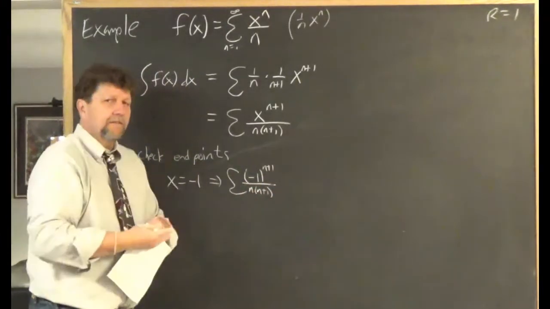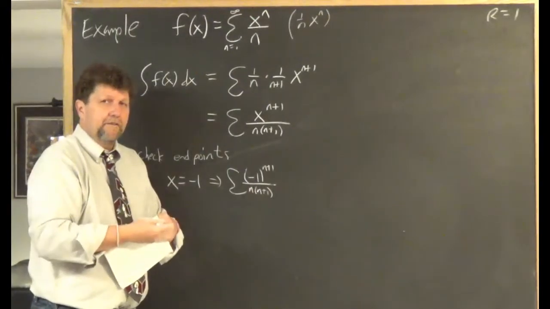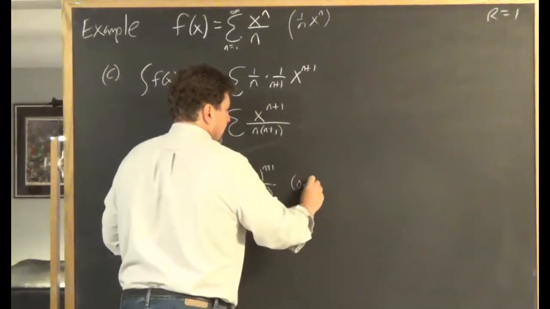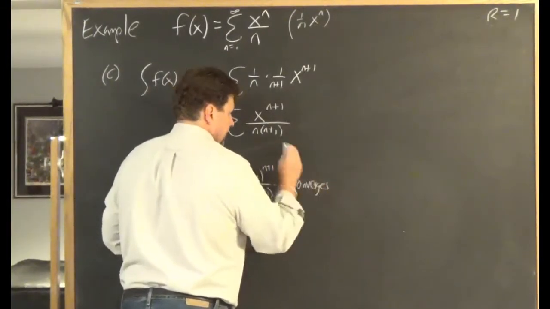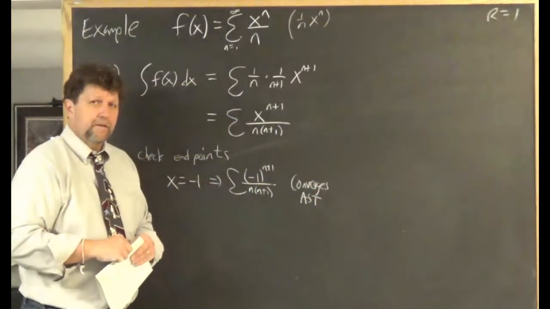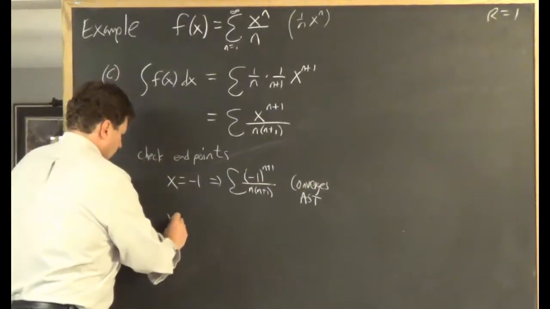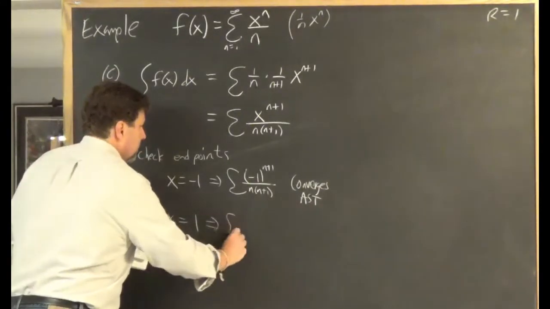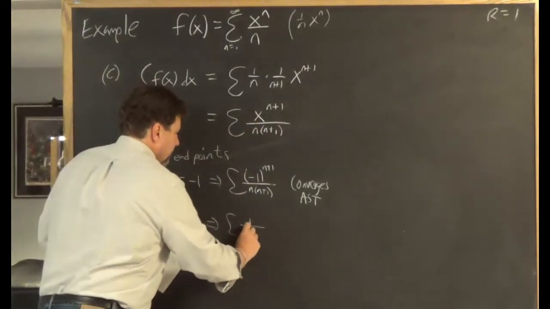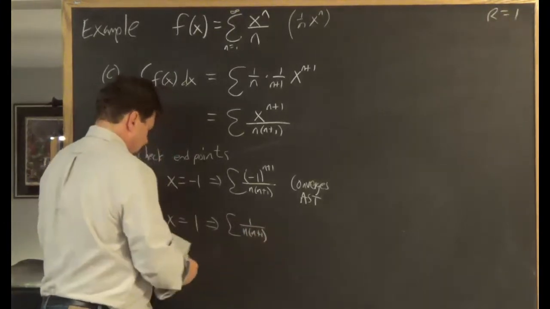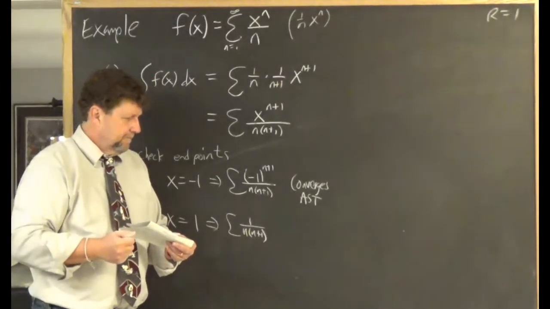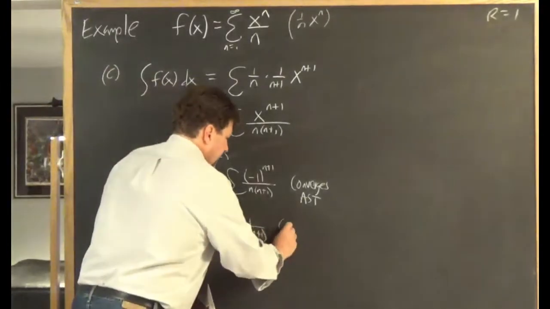So now, does that series of constants converge or diverge? Well, you should be able to verify that it converges, and the reason why is the alternating series test. When x is 1, so you put 1 in here for x, you get the series 1 over n times n plus 1. Does that converge or does that diverge? Well, you should be able to show that it converges.